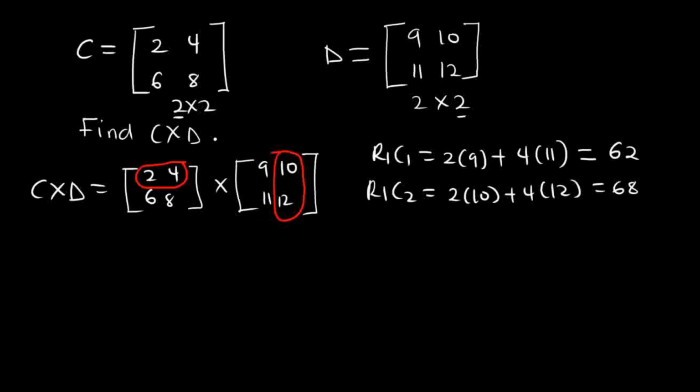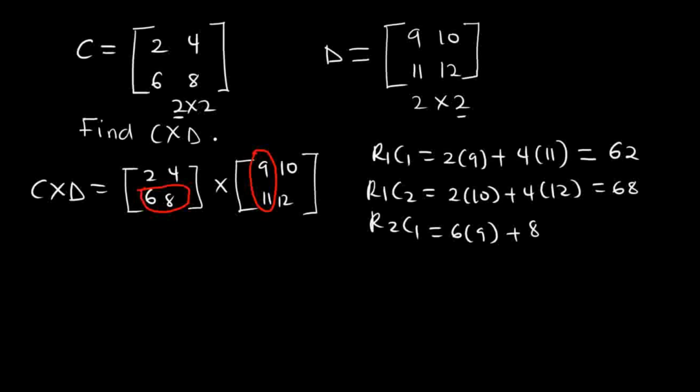So now I'm going to consider row 2. So we are considering row 2 and then column 1 first. Okay, so that will give me row 2, column 1. So that will be equal to 6 multiplying 9 plus 8 multiplying 11. Let's see the value of that. So 6 by 9 plus 8 by 11. That will give me a value of 142.